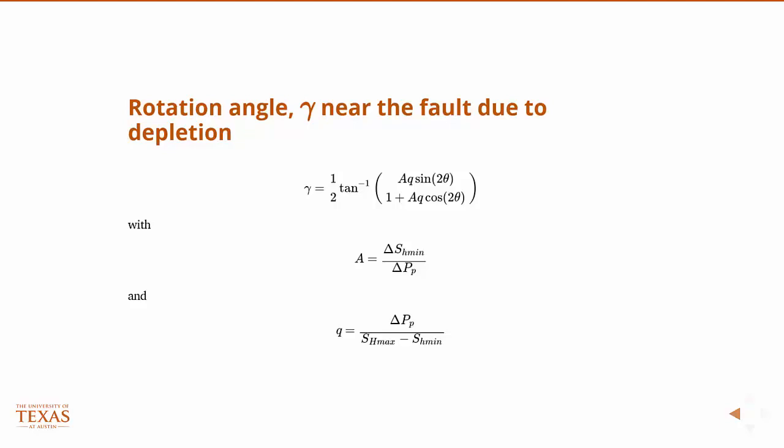But it is the ratio of the change in pore pressure modulated by the principal stress difference, right? So there you have A is the change in pore pressure, and then on the board A is that, and that equals SH max.